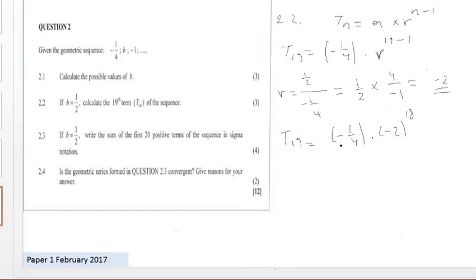So if we use the calculator to compute this expression here, we'll end up with T19 is equal to -65,536. So that's the answer.